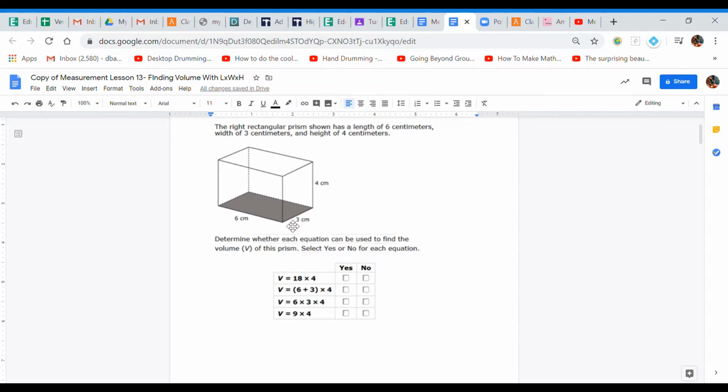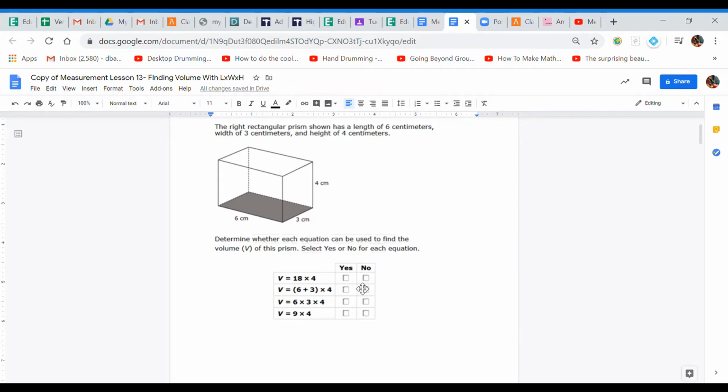And a base is not a length, it's an area. So what is the area of the base? Just like any other rectangle, we find the area by doing length times width. 6 times 3 is 18. That means the base area here is 18. Since we know that base times height is our volume, we can do 18 times 4, get the volume of a rectangular prism. So our first equation option, 18 times 4, is a possible equation we can use to solve this.